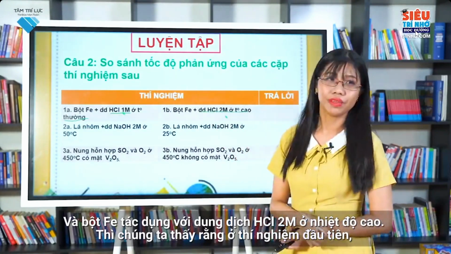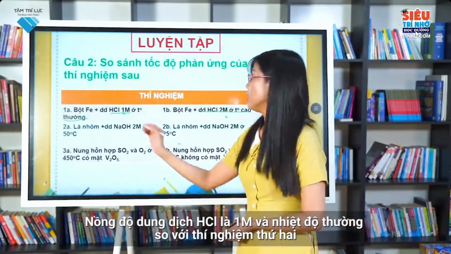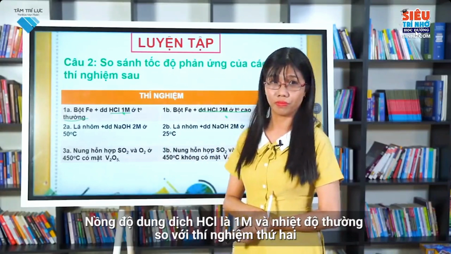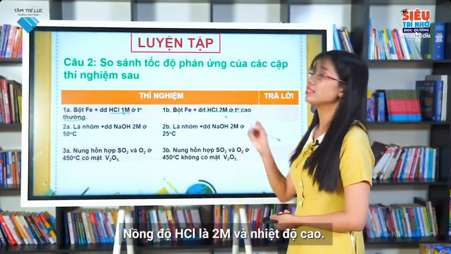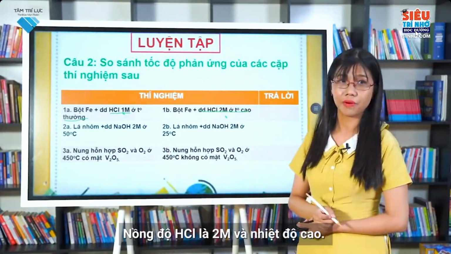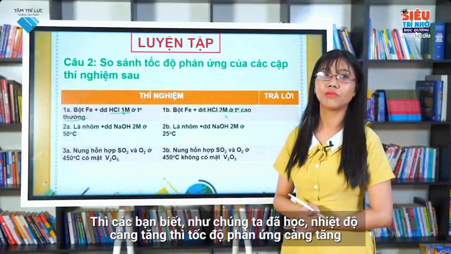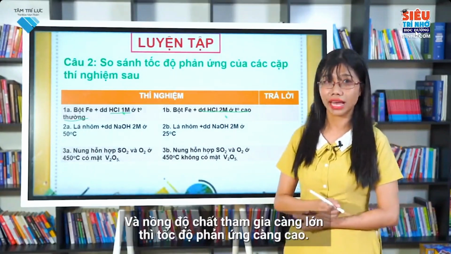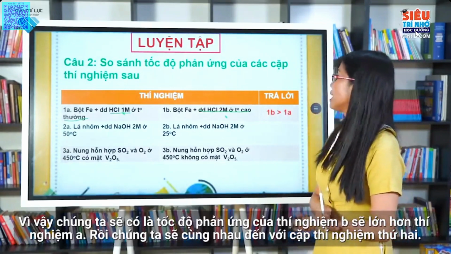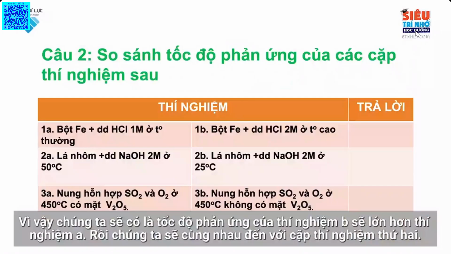We see that in the first reaction, the concentration of HCl solution is 1M with the room temperature. In the second reaction, the concentration of HCl solution is 2M and the reaction happens at high temperature. As you know, when the temperature increases, the reaction rate increases too, and the higher the concentration is, the faster the reaction rate is. Therefore, the reaction rate of reaction B is greater than that of reaction A. Let's move on to the second pair.